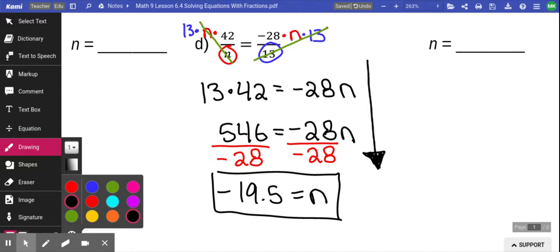So I show what I did and then I rewrite everything out. These questions are only going to get bigger and harder as time goes on in math. You need to be organized.